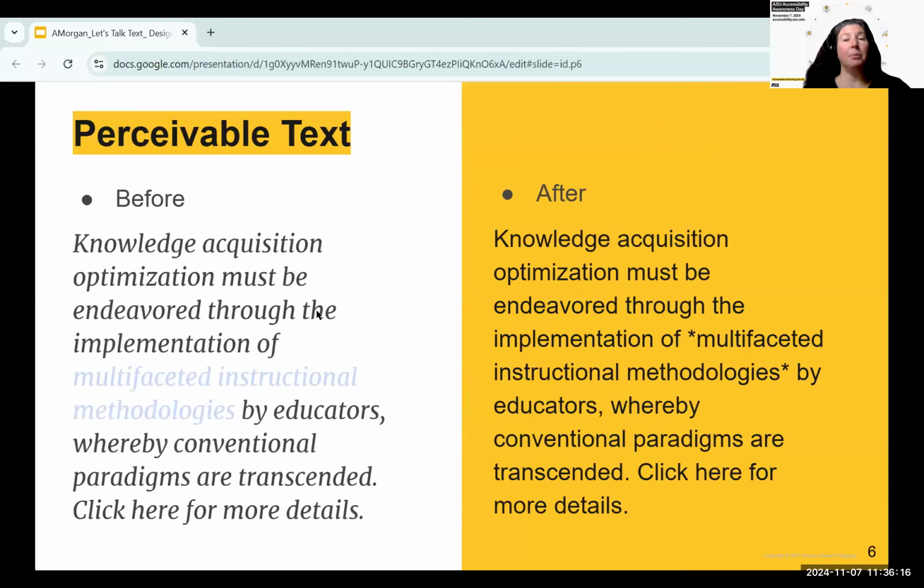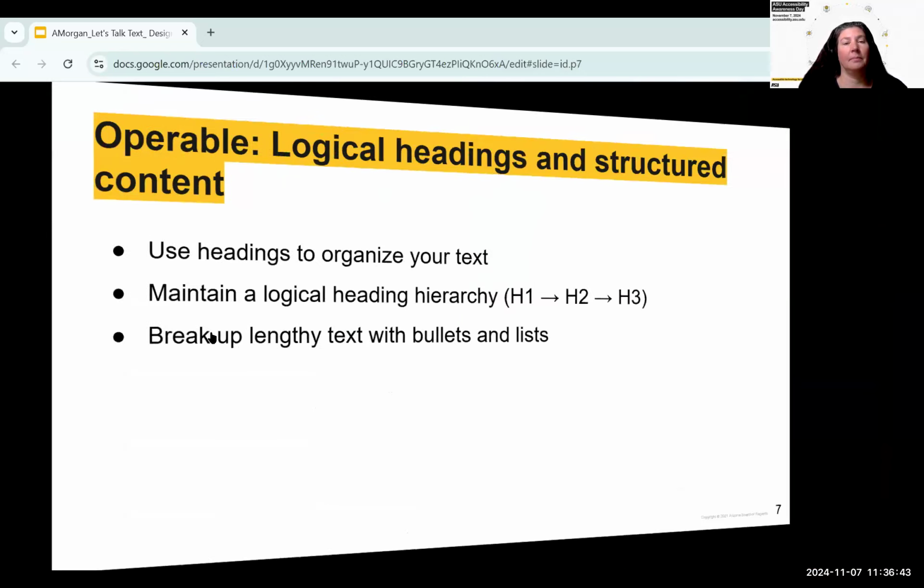All right, so can you spot the perceivable differences between the before and after in accessible text in this example? The after text uses a sans serif font, which is Arial. It removes the italics, it improves the contrast ratio with the colors, and it uses asterisks for emphasis.